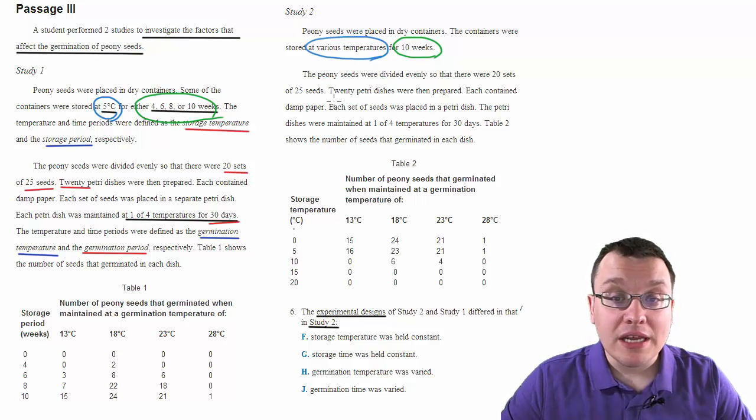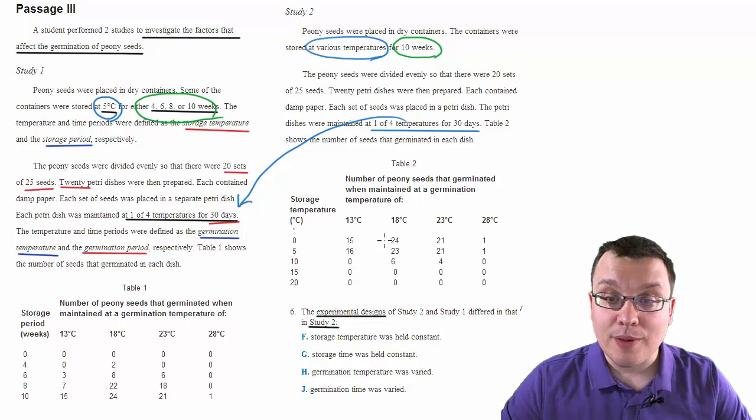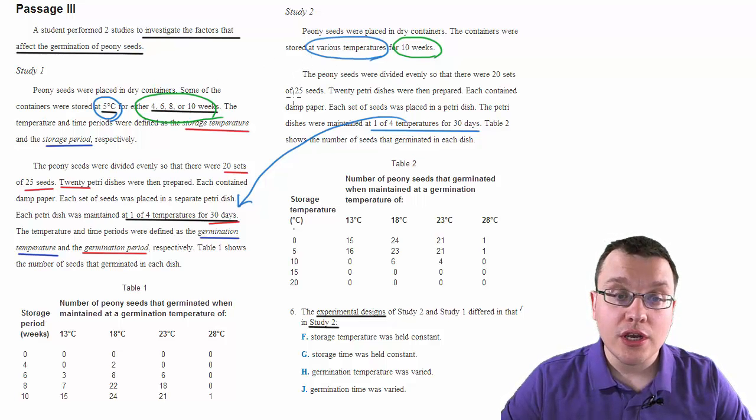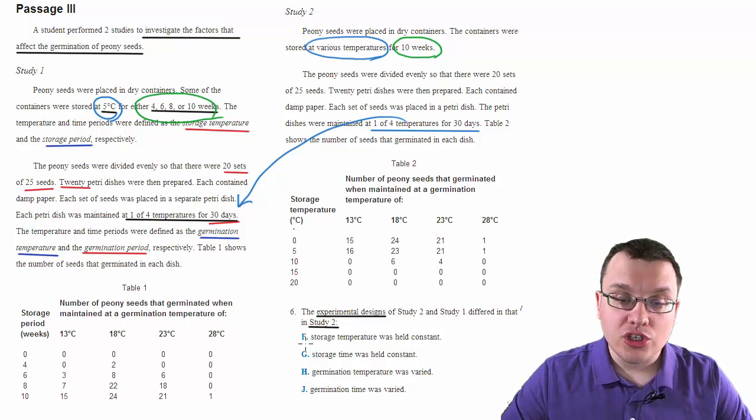Notice this is the same: 20 sets of 25 seeds, 20 Petri dishes, damp paper, placed in a Petri dish. Everything here is the same. They're maintained at one of 4 temperatures for 30 days. This is also the same. Notice this matches exactly what was done in the previous experiment. So what's differing is this information here, the storage temperature and the storage period. So let's go to the choices.